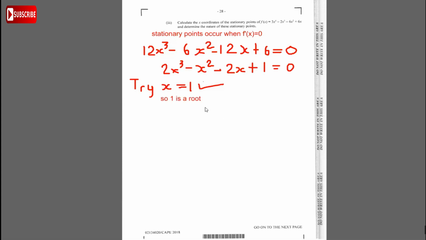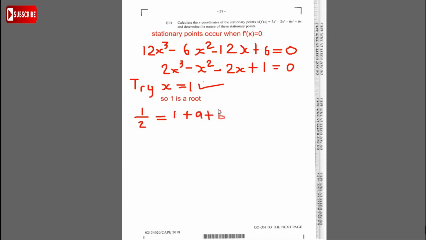Now, if 1 is a root, then you could use the factor and remainder theorem to solve it. But I'm tired of using the factor and remainder theorem, so I'm going to use sums and products of roots. The sum of the roots is minus b over a, so minus b over a works out to be a half. The 3 roots are 1, and then the next 2 roots, I'm going to call them a and b. So 1 plus a plus b is equal to a half.